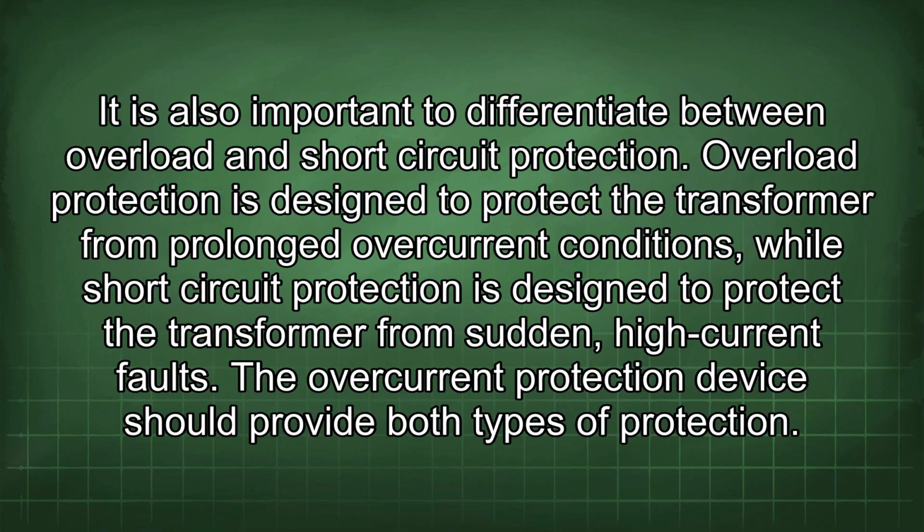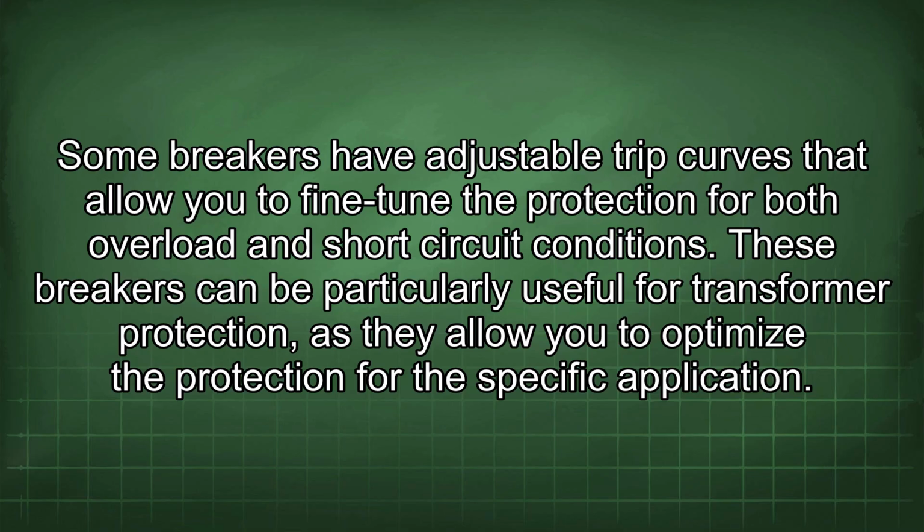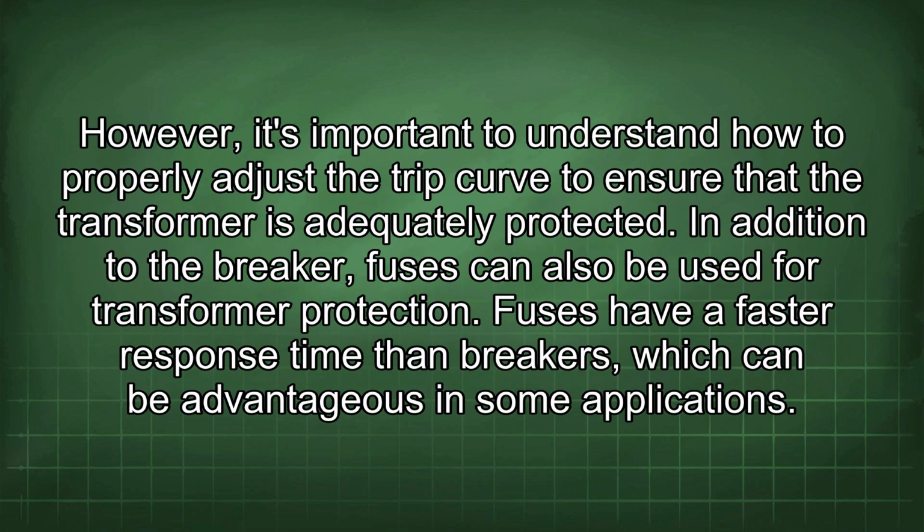Overload protection is designed to protect the transformer from prolonged overcurrent conditions, while short-circuit protection is designed to protect the transformer from sudden high-current faults. The overcurrent protection device should provide both types of protection. Some breakers have adjustable trip curves that allow you to fine-tune the protection for both overload and short-circuit conditions. These breakers can be particularly useful for transformer protection, as they allow you to optimize the protection for the specific application. However, it's important to understand how to properly adjust the trip curve to ensure that the transformer is adequately protected.